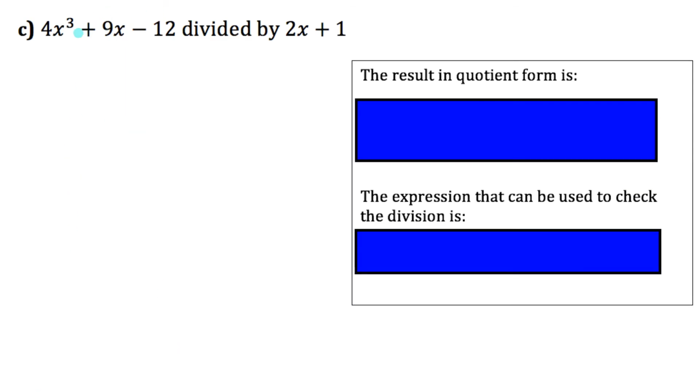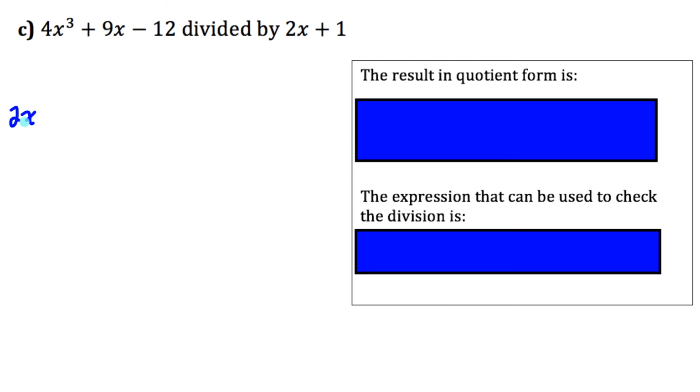Part C, there's a 3, a 1, and a 0, but there's no degree 2 term. So when we set up the long division, I'm going to have to put a placeholder in for a degree 2 term so that when I do the long division, I correctly line up the terms and subtract the proper terms from each other. You'll see why the placeholder is important as we go through. So let's set it up.